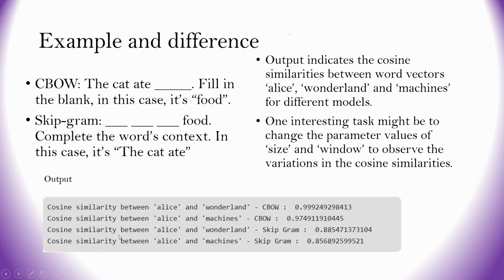If we just look at the output here, the cosine similarity between Alice and Wonderland is given as 0.99. Let's say this continuous sentence, "the cat ate dash." For this, three predictions are made. Let's say food 1, and then maybe milk 1, and then the next item cheese 1. Let's say all three words are predicted for this continuous bag of words model.